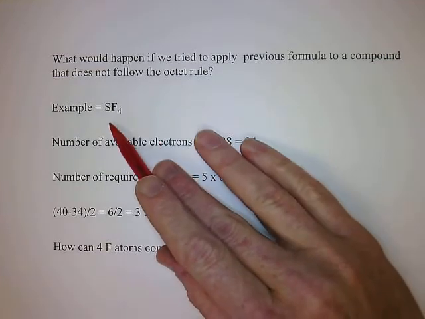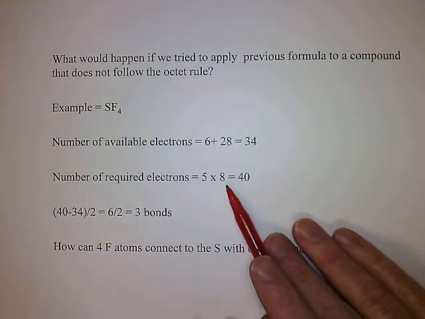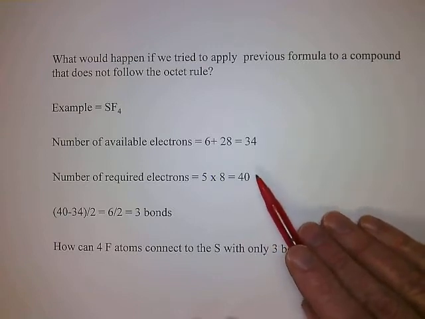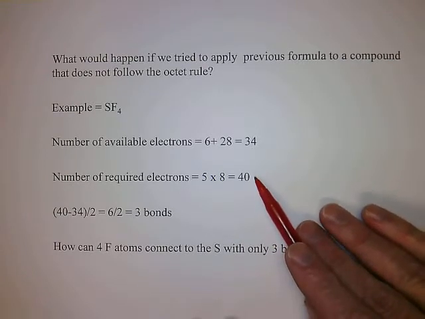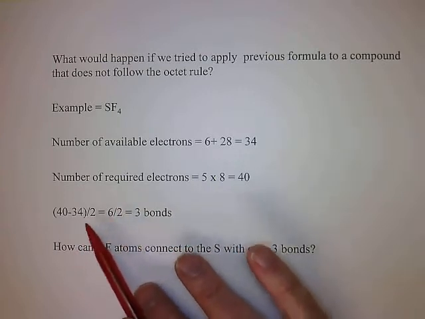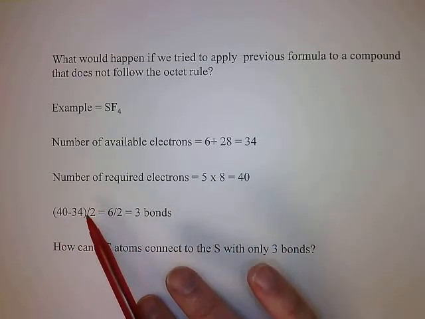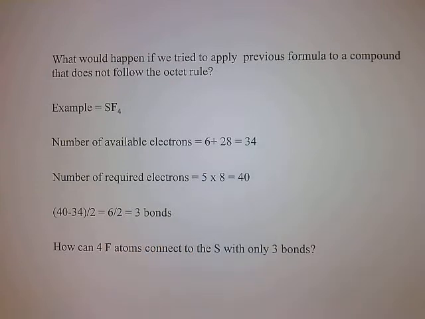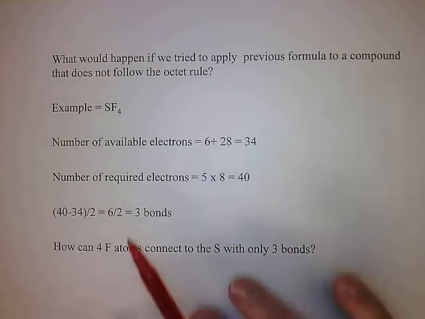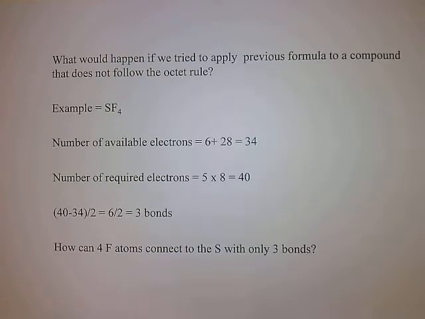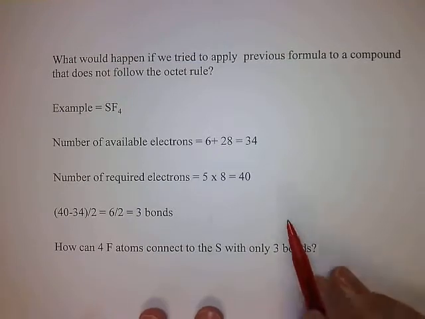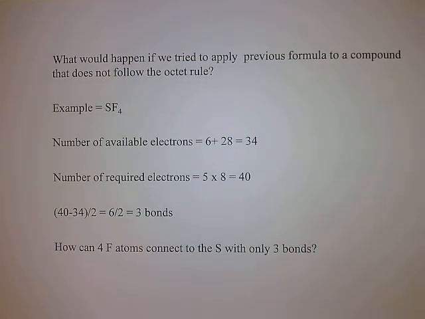Okay. And then we have 5 atoms total, right? And 5 times 8 is 40. Okay, so this is what we have, and this is what we want. So we take the difference between the two and divide it by 2. So 40 minus 34 over 2 is 6 over 2, which comes out to be 3 bonds. And now you see we have a problem. We would have to have a minimum of 4 bonds. How can we bind 4 fluorine atoms to the sulfur with only 3 bonds? You can't do it. It doesn't work. So you can't apply that formula to something that doesn't follow the octet rule.